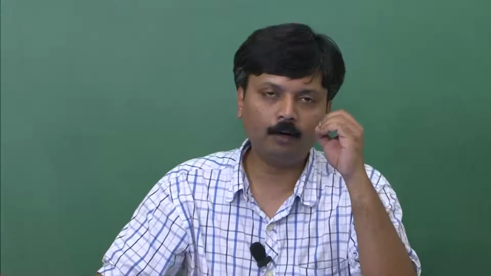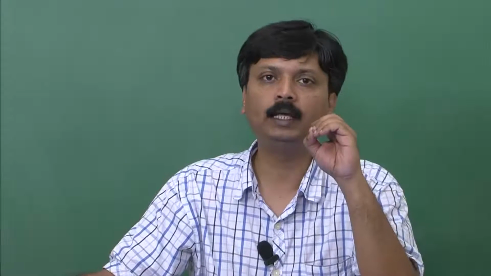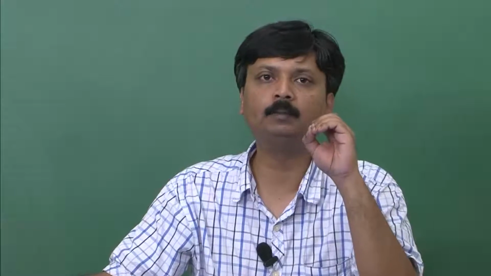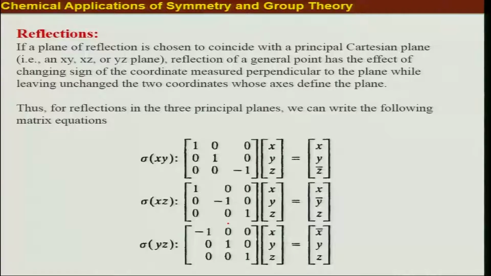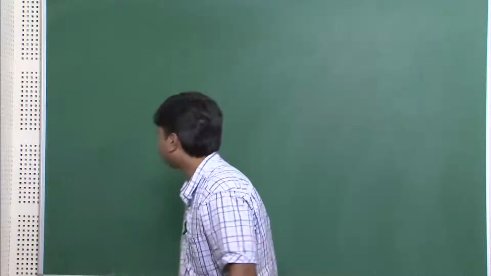So I can choose, if I am given the freedom, my plane of reflection to be one of these x, y or x, z or y, z planes which are natural to any Cartesian coordinate system. Then reflection of any general point has the effect of changing sign of the coordinate measured perpendicular to the plane while leaving unchanged the two coordinates whose axes define the plane. So what does that mean? So let me explain this by using the board.